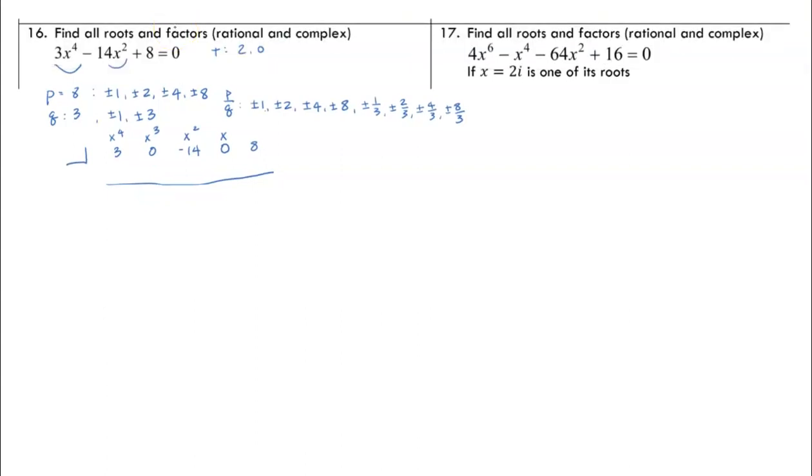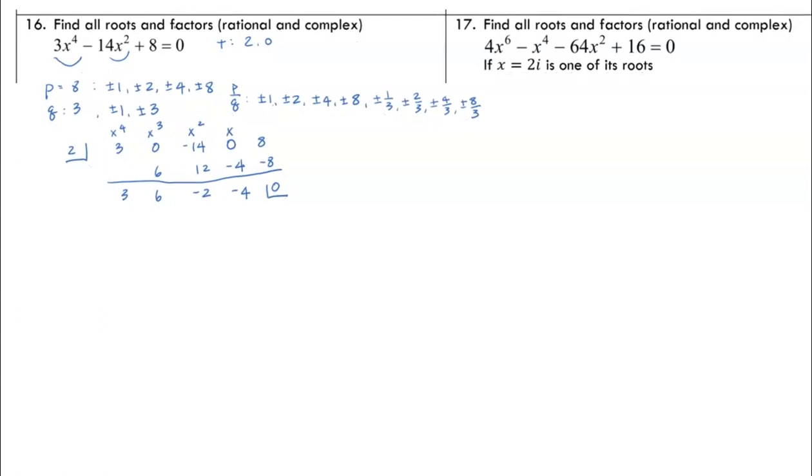So that doesn't work. Let's try 2. 3, 6, 6. It's getting closer to the negative 14. 12, negative 2, negative 4, negative 4, negative 8. Yay! Okay, now that reduced it down to x to the 3rd. It's still not enough. Let's try 1 more. Now I have a positive. Okay, so I know I'm going to have another positive.